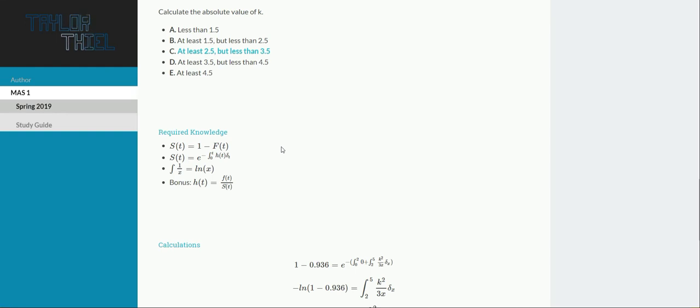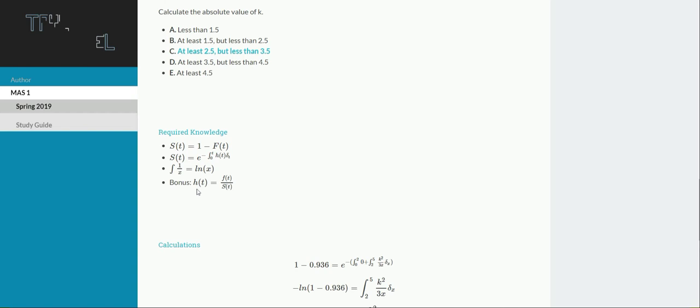Second, the survival function is equal to e to the negative integral of the hazard function. That's definitely a formula that's been used, I think, on every previous MAS1 exam, so you definitely need to know these formulas. Third, the antiderivative of 1 over x equals the natural log of x. I think that for the most part this is the most complicated antiderivative you need to know. It's normally polynomial terms for these types of exams. I'm not sure I've seen any trig antiderivatives up to this point.